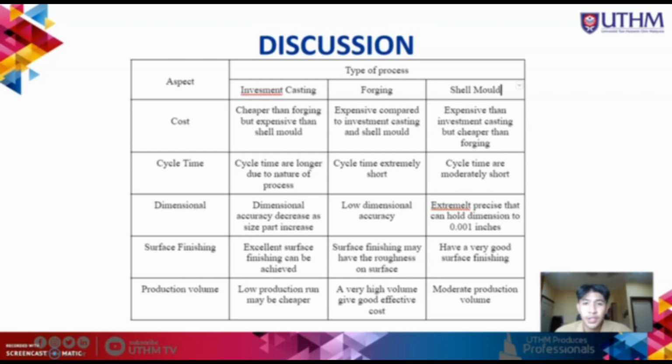For the surface finishing, investment casting can achieve an excellent surface finish. For forging, the surface may have roughness. And shell mold has a very good surface finish. Next, for the production volume. For investment casting, a low production run may be cheaper. For forging, a very high volume gives good cost effectiveness. And for shell mold, moderate production volume.